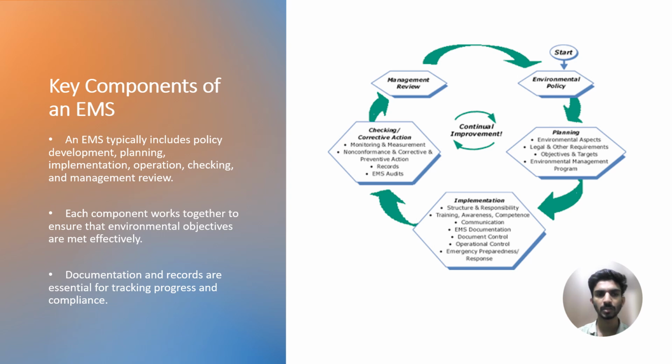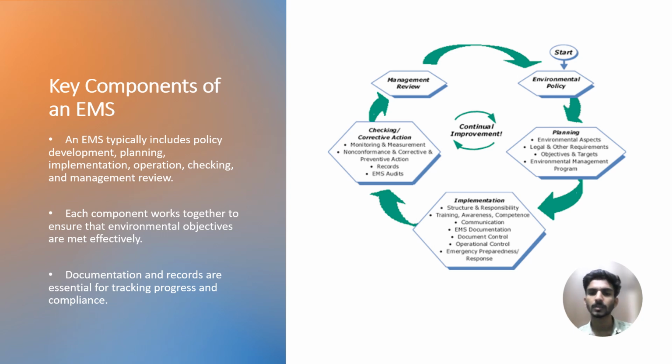An EMS typically includes policy development and planning, implementation and operation, checking, and management review. As I said, each component works together to ensure the environmental objectives are met efficiently. All these things need to work together, then only can we meet our efficiency. Documentation and records are essential for tracking progress and compliance. Yes, the documentation needs to be done. Analyzing also needs to be done, so that the process goes smoothly.